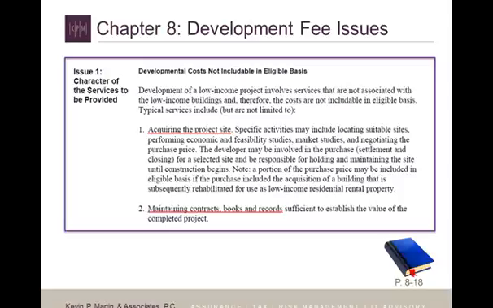in eligible basis. Item 1 discusses the acquisition costs, which are generally ineligible unless there is an acquisition credit, in which case a portion of the purchase price may be eligible. Some may be allocated to land and some to the building to be rehabbed. Item 2 indicates that maintaining contracts, books, and records is not an eligible service.